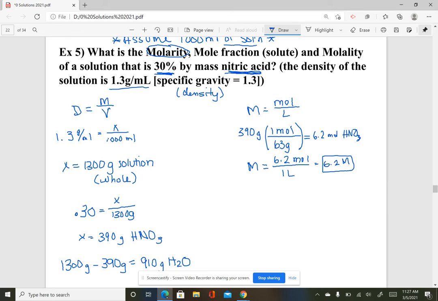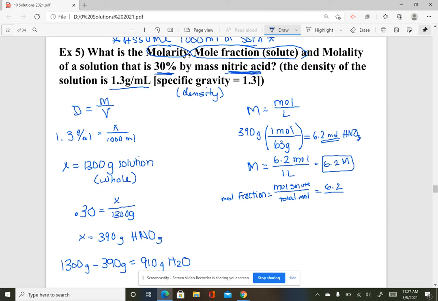Next is mole fraction of the solute. So for that formula, I need moles of solute over total moles. So it's kind of good. I already know the moles of the solute. I solved for that up here, that's 6.2 moles. So that's going to go on top, 6.2.